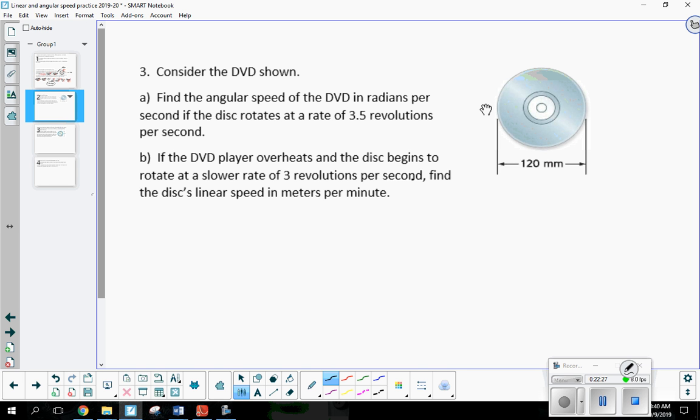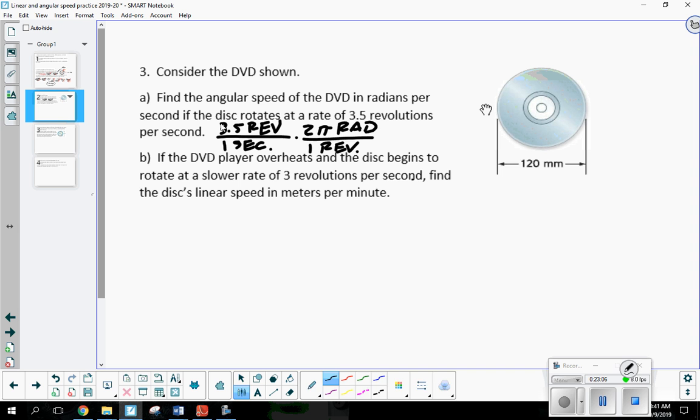All right, so even if you're not done, that's okay. Hopefully you're at least done with A. So we're wanting to find the angular speed of this DVD here. So how many revolutions do we have? 3.5 revolutions. Always start the same way. In how fast a time? 1 second. Remember, that's exactly what we're showing in the formula, the change in theta divided by the change in time. So 3.5 revolutions per second times what? 2 pi radians in 1 revolution.